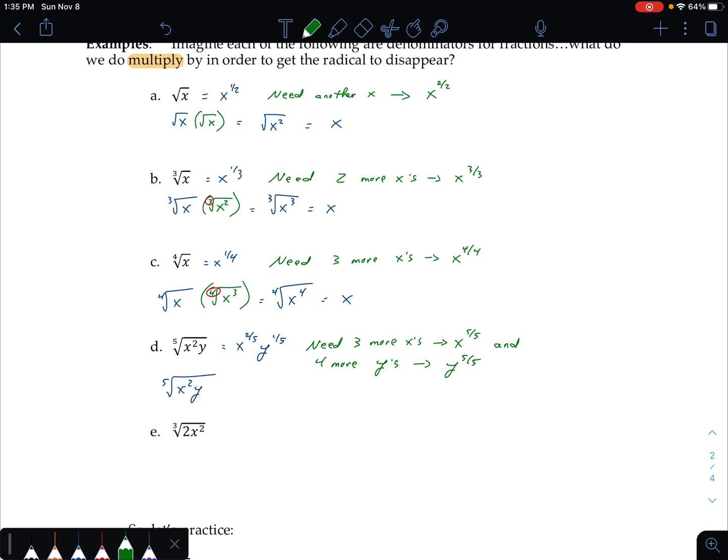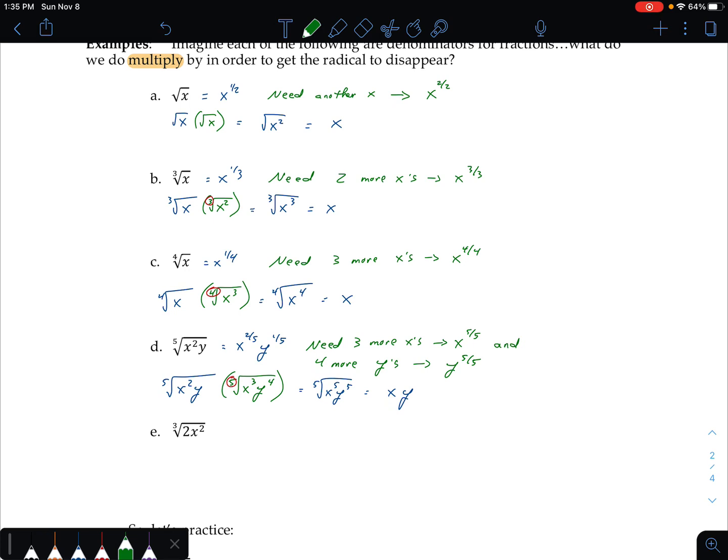So I'm going to take my 5th root of x squared y and multiply it by, again, the 5th root. It's got to match x to the 3rd because I need 3 more x's, y to the 4th because I needed 4 more y's. When we multiply, we combine the inside, the radicands. I get 5th root of x to the 5th, y to the 5th, and I just get xy, right?